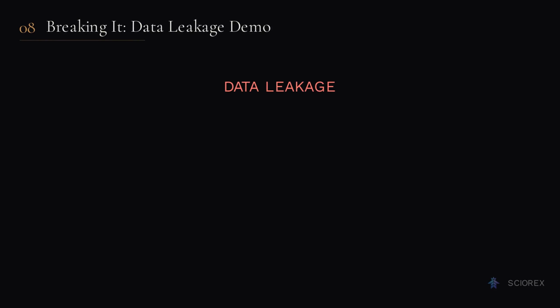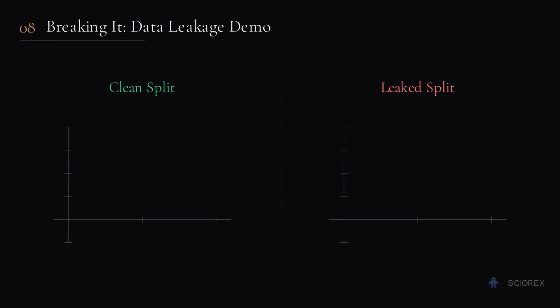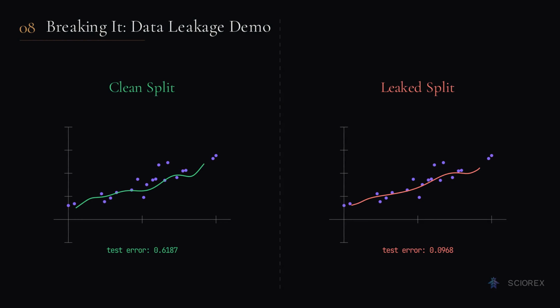Now, let's deliberately cause data leakage and see what happens. The leaked model looks dramatically better, over 6 times lower test error. But that number is a lie. 10 of the 20 test points were already in the training set. The model is being graded on questions it already saw the answers to. If you deployed this model on genuinely new data, the real performance would be closer to the clean version, or worse.